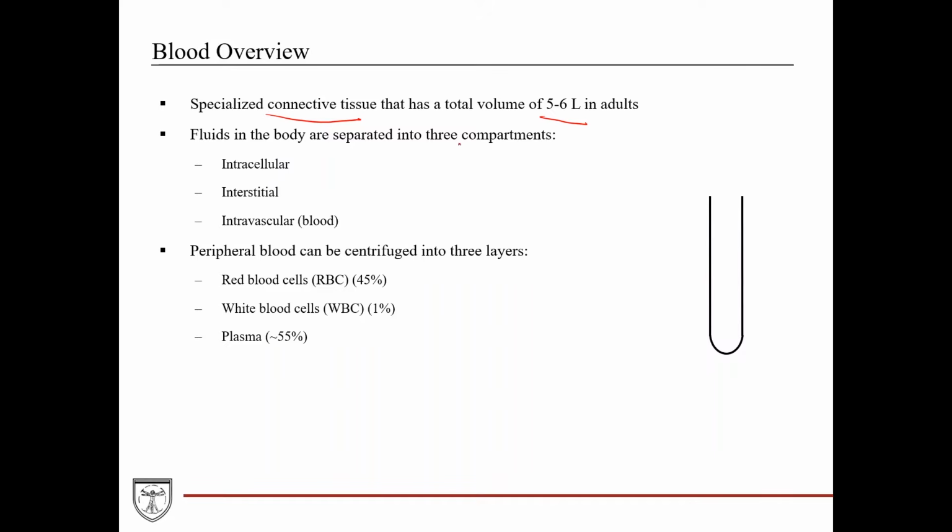The fluids in the body are separated into 3 compartments. So you have the intravascular, which is actually in the blood vessels like this. And then you have intracellular, which would be like this, in the cell. And then you have interstitial, which is in here, the space between the blood vessel and the cell. So this is interstitial fluid.